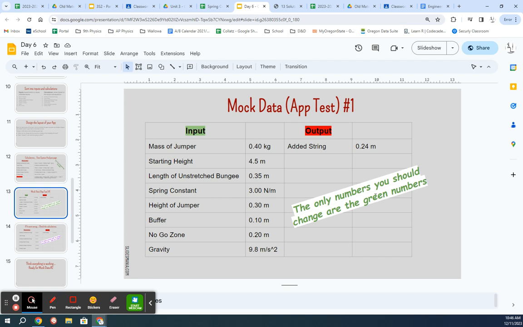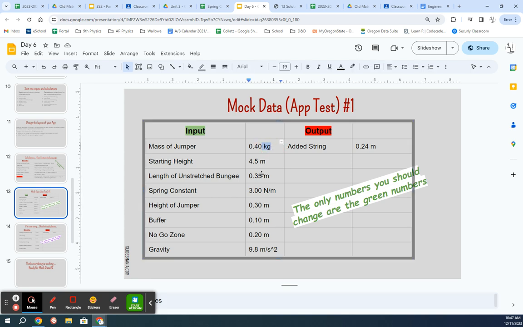So the only numbers that you should change are going to be these inputs, right? Go ahead and put these inputs in. And when you're putting them in, don't put the letters. Don't put the units, because then your program won't know how to calculate things. Only put the numbers.